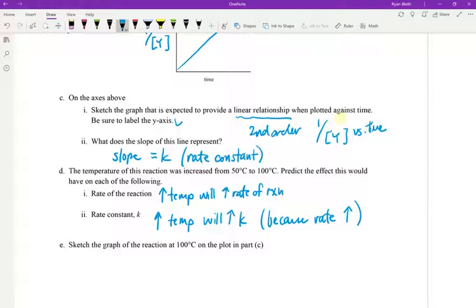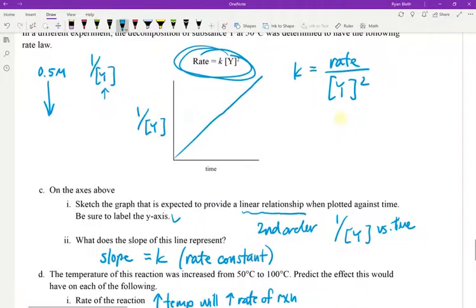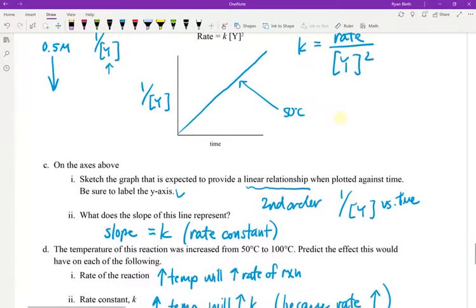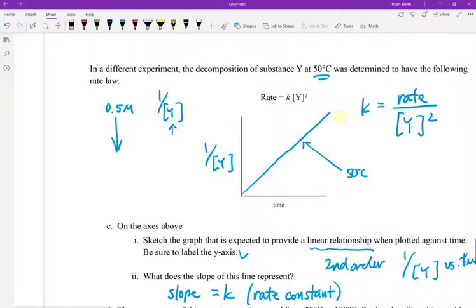What will the graph look like at 100 degrees? If we add a new plot to that graph up above, what will the graph look like at 100 degrees? So this first line that we drew was at 50 degrees Celsius. They're asking now, what will the new line look like if I was to draw a new graph at 100 degrees Celsius? It's a little tricky maybe. What's going to happen to the Y concentration as time goes on?